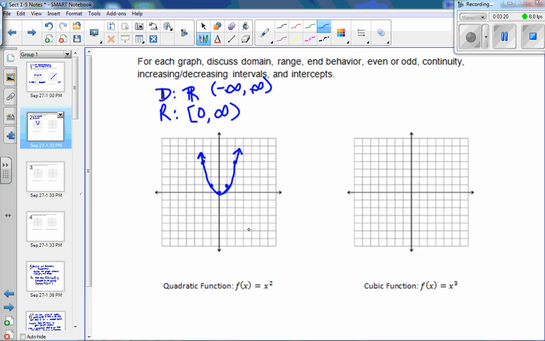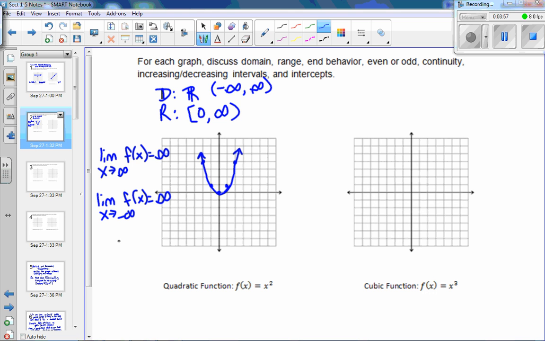End behavior, remember with end behavior we can use limits. So I can have the limit as x goes to infinity of f of x. When x gets really large, f of x gets really large. So it's going to infinity. The limit as x approaches negative infinity of f of x. When x gets really small, f of x gets really large. So also it's infinity. And if you don't use the limit symbol and you just say as x gets larger, f of x gets larger, that's okay with me.